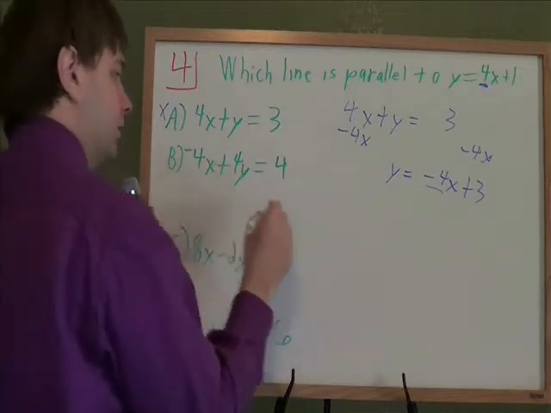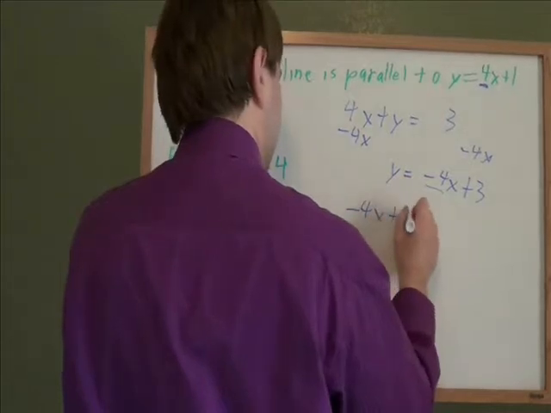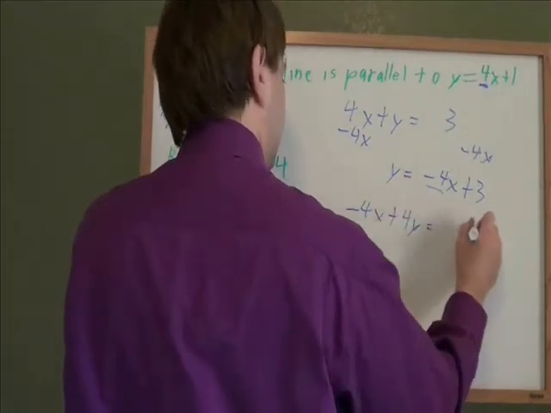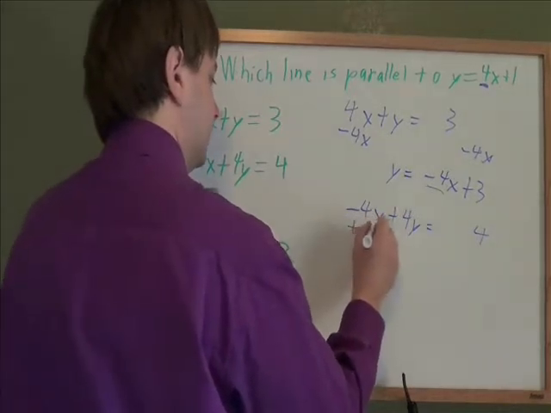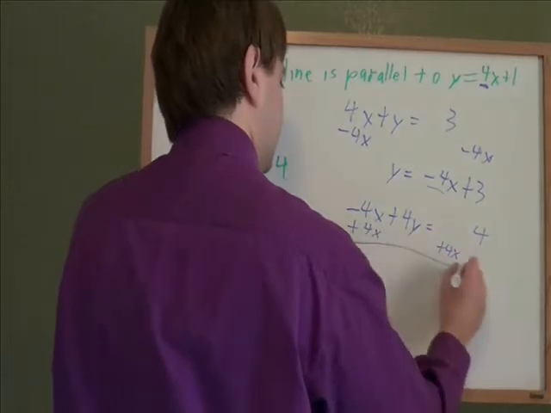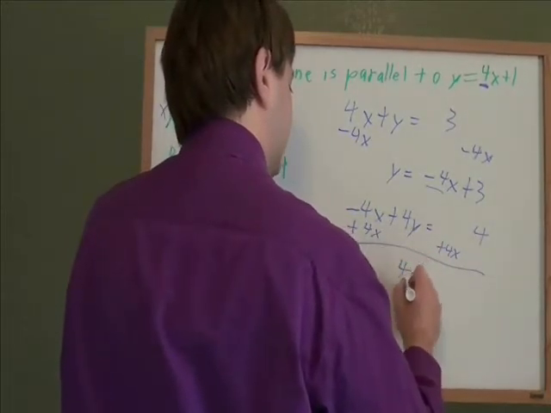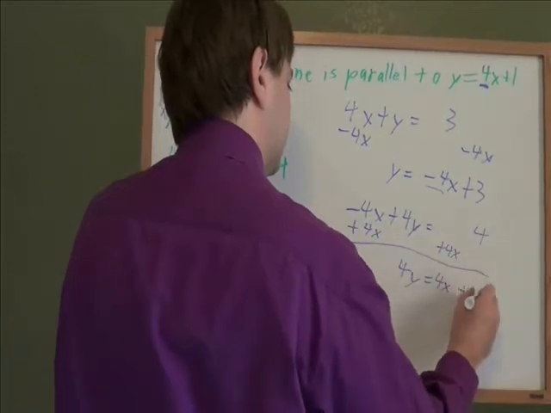Can we get y by itself on B? Well, to do that, the first step is to get the x's onto the other side. So we add 4x. This gives us 4y equals 4x plus 4.